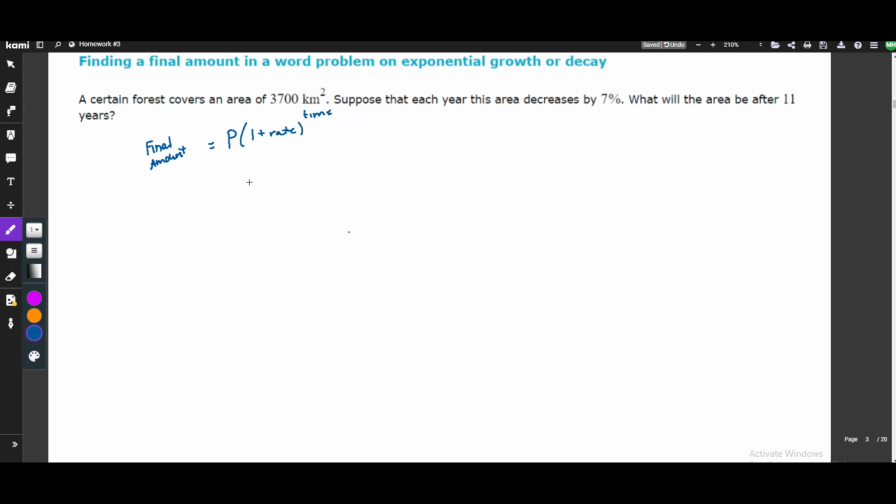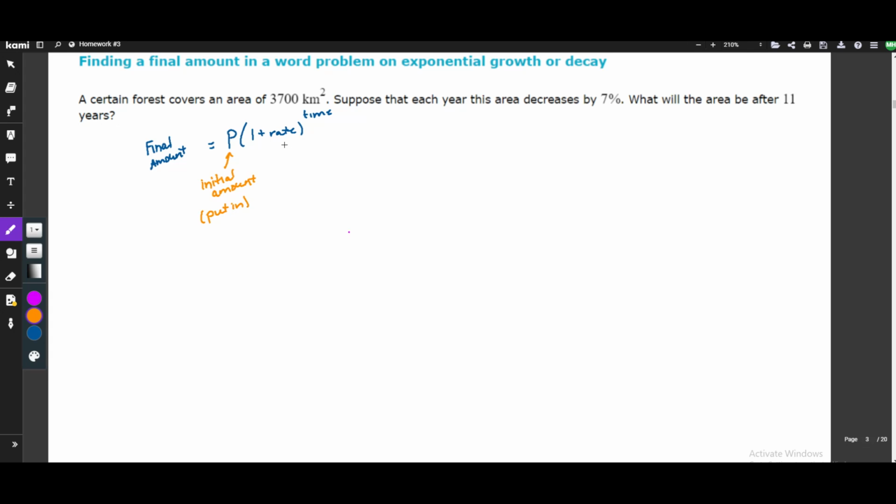And the rate, we're going to look at what everything is. So the final amount is what you're looking for. P, I always count that as my initial amount. Sometimes, if I'm talking interest, it'll be the principal. It is what I put in.